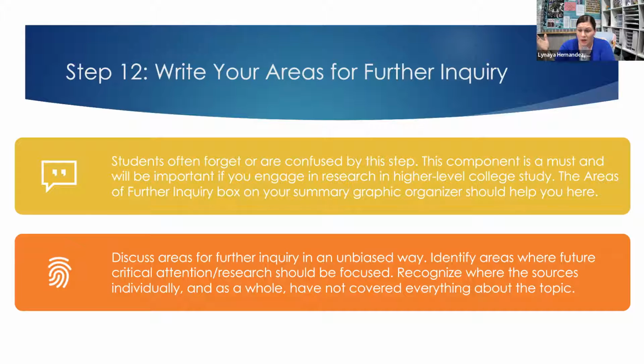Because if you're doing research as an academic person, you want to do research that hasn't been done yet. You don't want to repeat research that somebody else has done. So you want to fill any missing spots or holes within the greater conversation on that topic. So that's what the areas of further inquiry is. What further research needs to be done? What more do we need to know about this topic in order to get an unbiased overview of the topic?